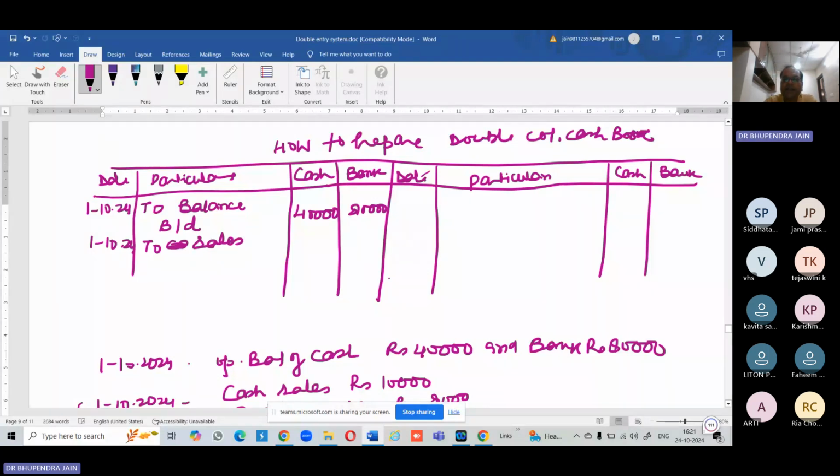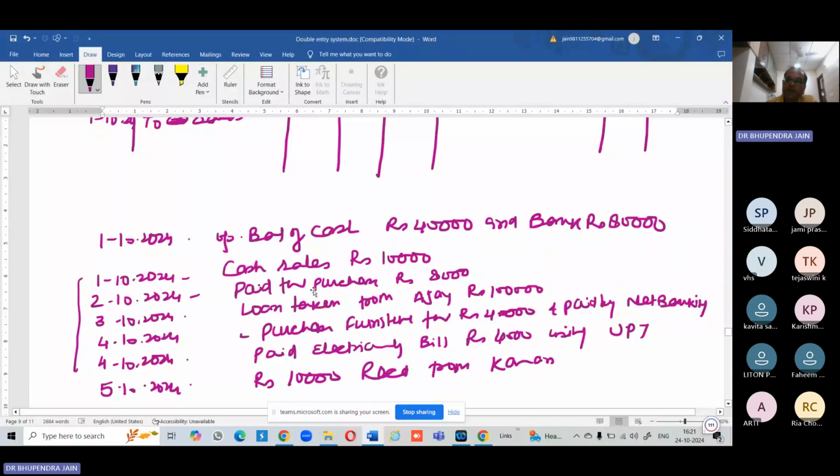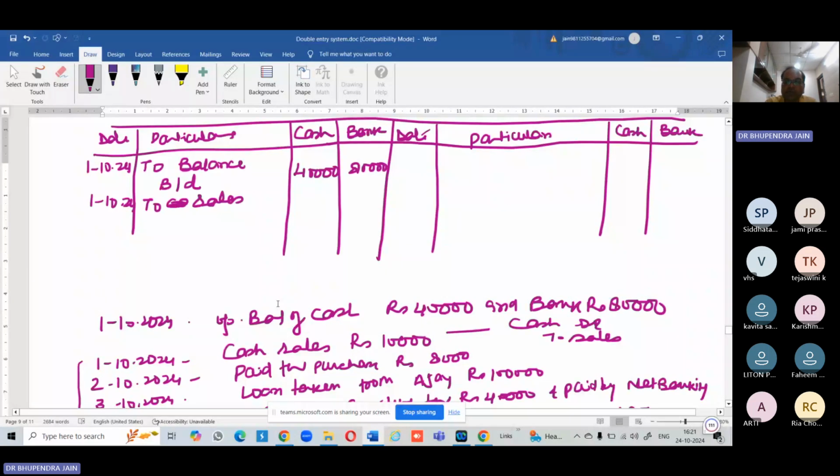What entry will be made? Cash account debit to sales. How to record the transaction? At the time of preparation of the cash book, record on the debit side in the cash book with the opposite side name, because cash balance is debit. So record the transaction on the debit side in the cash account with the opposite side name.